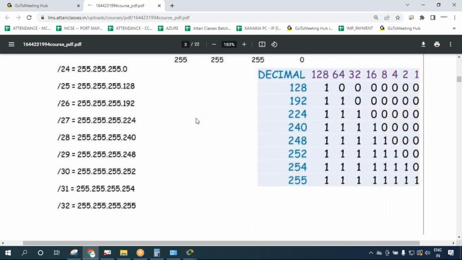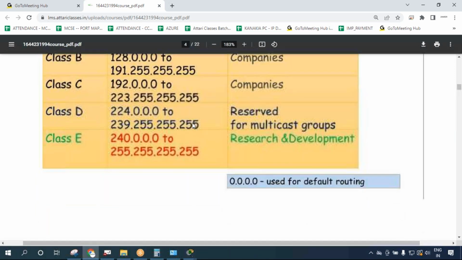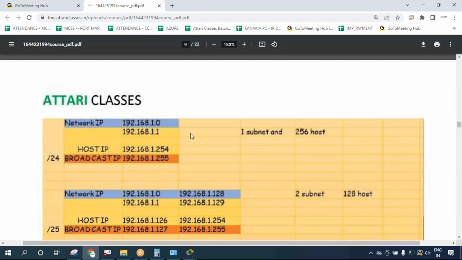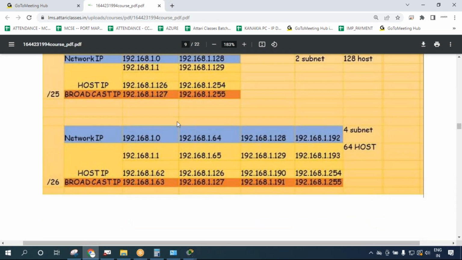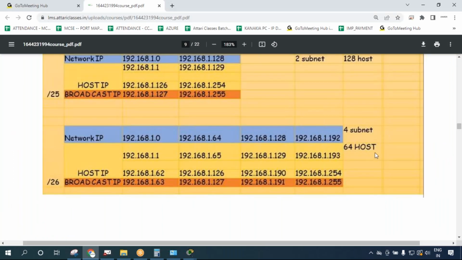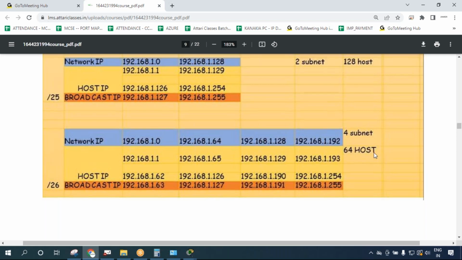So, my dear friends, how many subnets are created? If I have /26, how many subnets are created? 0 to 63, 64 to 127, 128 to 191, 192 to 255. Am I right, my dear friends? Correct? 4 subnets and each subnet has 64 hosts.